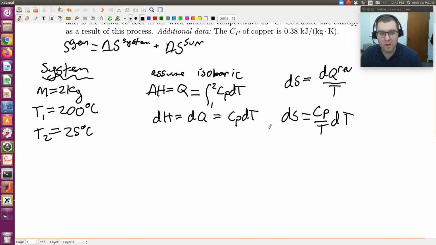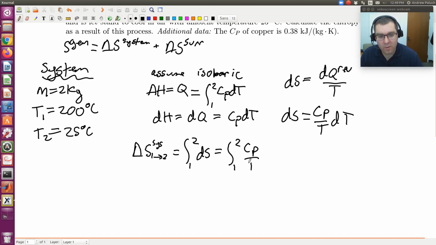All right, so now if I want to calculate the change in entropy going from state 1 to 2, and this is for my system, it is equal to the integral from 1 to 2 of dS, which is equal to the integral from 1 to 2 of Cp over T dT.